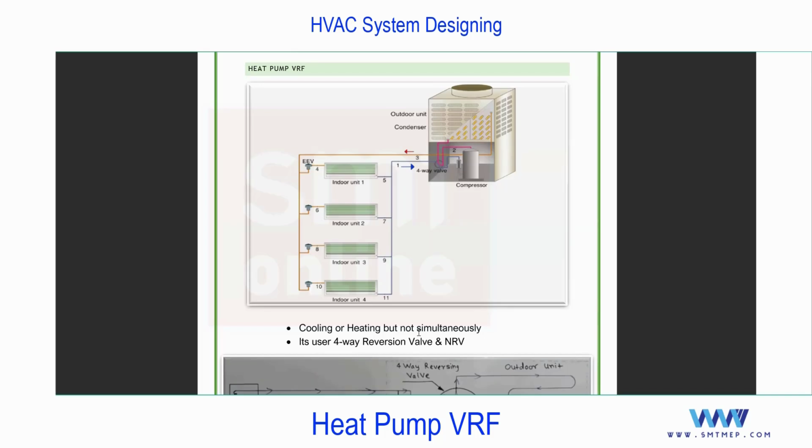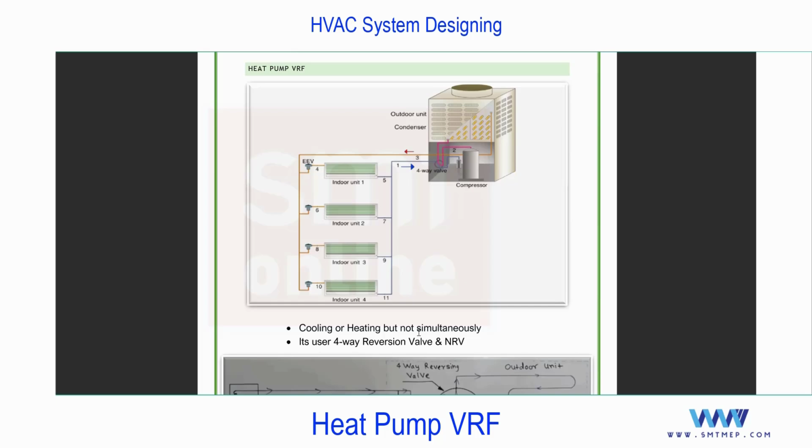The condenser will change to the evaporator, and the evaporator we are using as condenser. Means inside, in the indoor unit, you will find the condenser, and in the outdoor unit you will find the evaporator. If I talk about only heat pump, but here we are talking about heat pump VRF. So remember, heat pump VRF is for cooling or heating, but not simultaneously. This is important. Compare with the next heat recovery type.